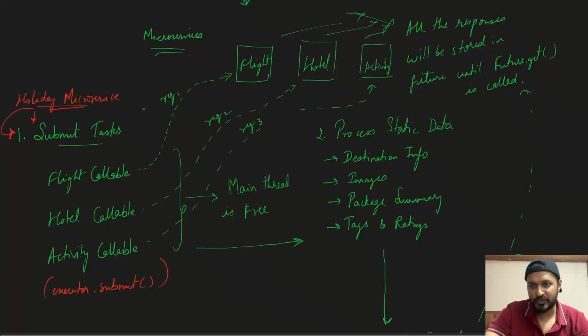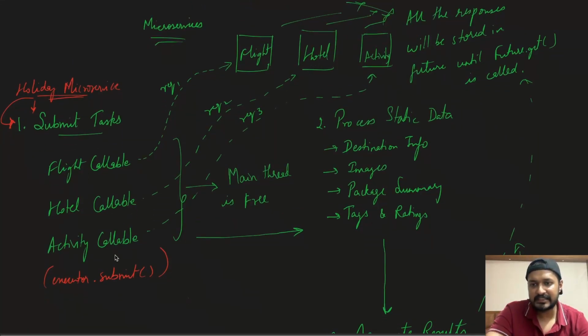So in holiday microservice, you will go ahead and create 3 callables. You will create a flight callable, a hotel callable, and an activity callable, correct? You will use executor service to submit these 3 callables as tasks to this executor service, correct? So in separate 3 threads that you have created using executor service, one thread will go ahead and fetch the response for flight, another callable will fetch from hotel, and the activity callable will fetch from activity, correct? Now since these 3 threads are fetching, your main thread is already free.